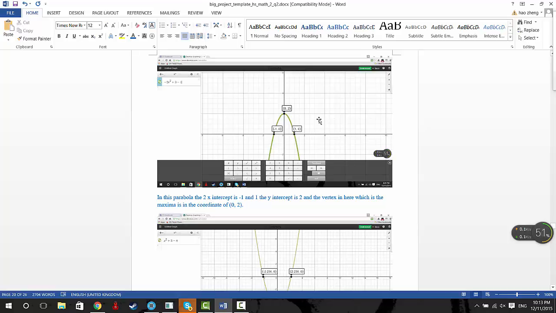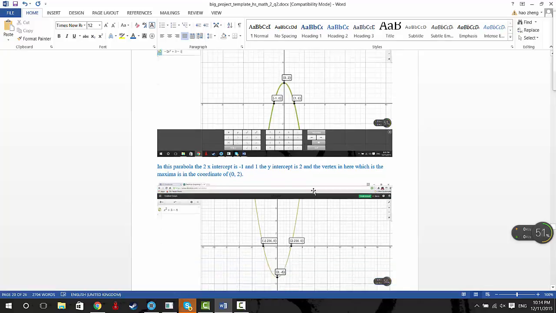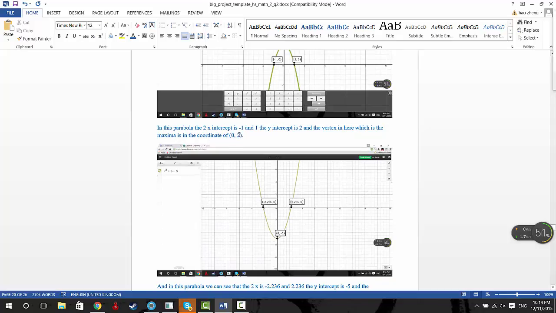So in a quadratic parabola, we have two x-intercepts. Here you can see they are negative 1 and 1. And the y-intercept is 2, and it's also the vertex, which is the maximum. We say it's a maximum because the parabola faces up, right? So we call it the maximum. The coordinate is (0, 2).